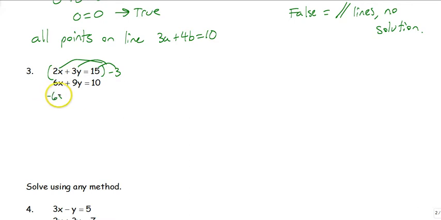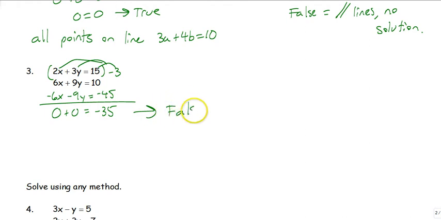So I get negative 6x, a negative 9y equals a negative 45. This time what happens, I get a 0 plus 0 equals negative 35. This is a false statement. The variables canceled, false statement. That means I have parallel lines, which means I have no solution.